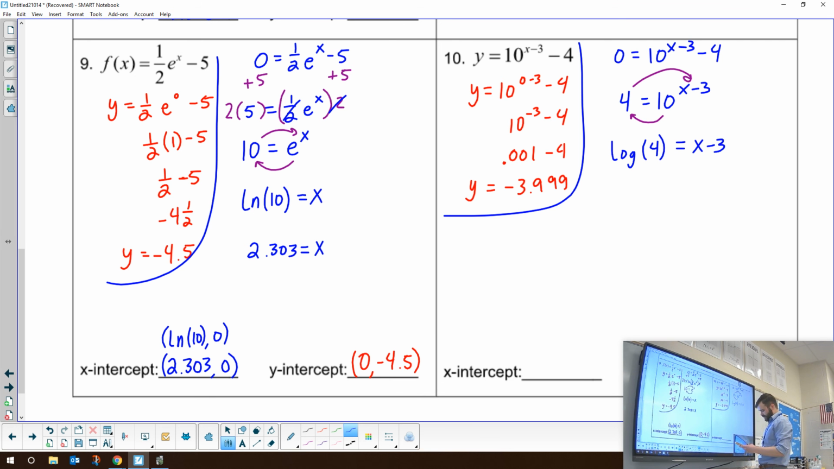Plug that into my calculator. Log of 4 gets me 0.6020 and so forth. Add 3 to both sides, and we're going to get x equals 3.602. And that's going to be my x-intercept, 3.602, comma 0.